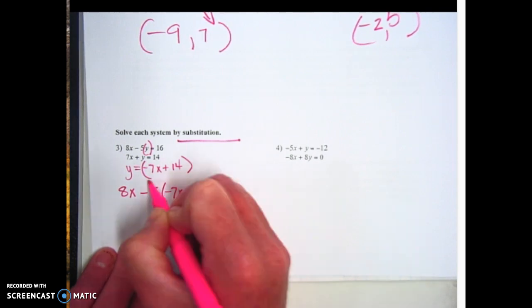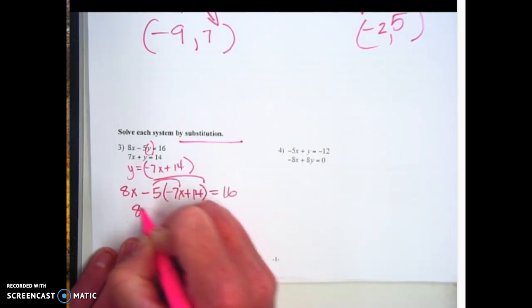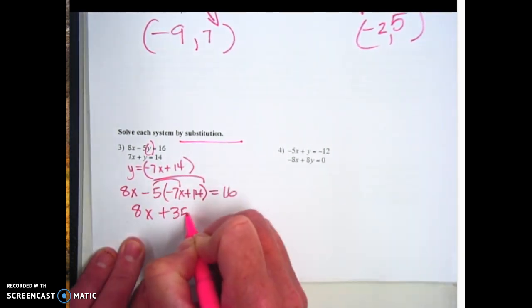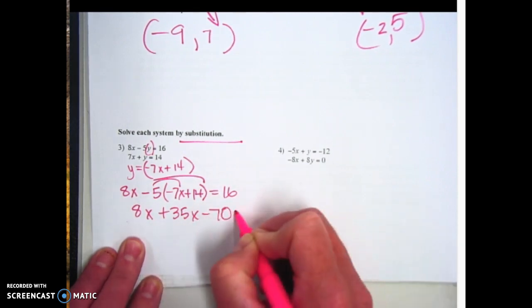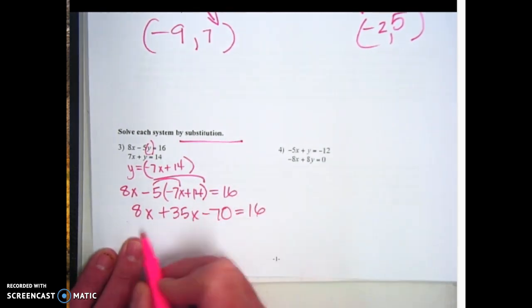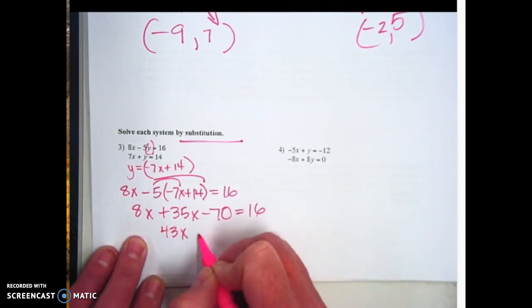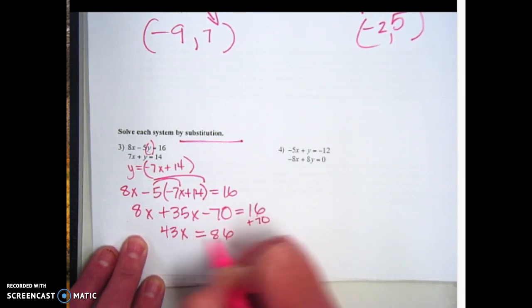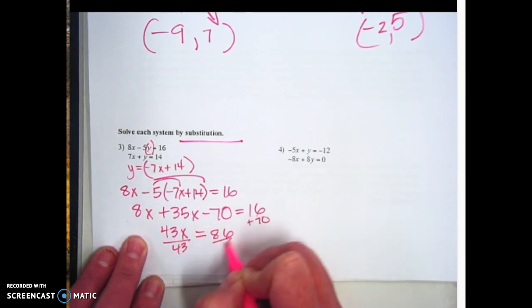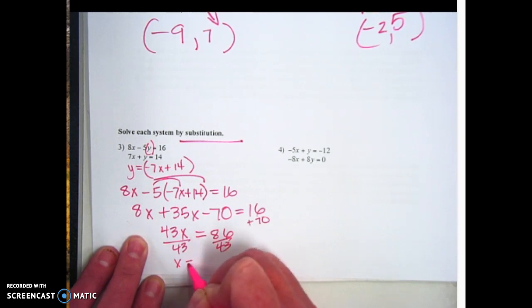equals 16. Then you have to distribute here. So you're going to have 8x plus 35x minus 70 equals 16. Now you're going to combine your like terms, so you should have 43x, add 70 to both sides, and that is 86. Divide both sides by 43, and you should get x equals 2.